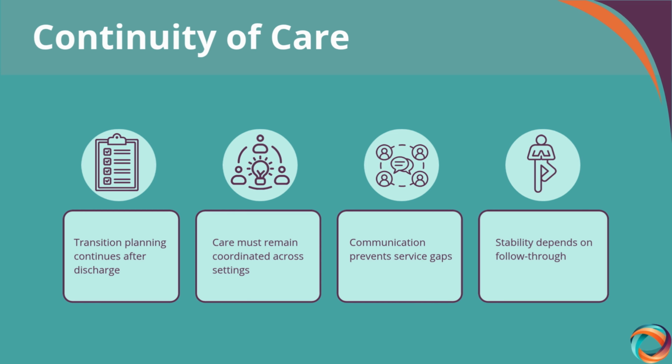Continuity of care refers to what happens after a person leaves one service and moves into another. In practice, transitions often fail not at discharge itself, but in the lack of coordination afterward. When communication is fragmented, supports may drop off, risk can increase, and individuals can destabilize quickly. The goal is to maintain consistency across settings so care does not reset at each transition point.